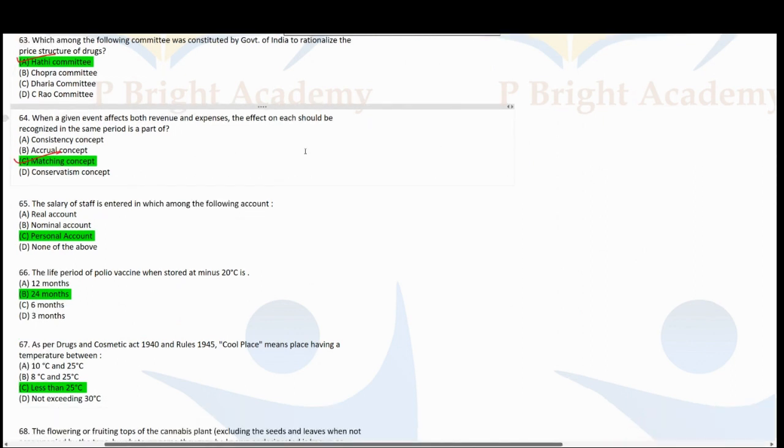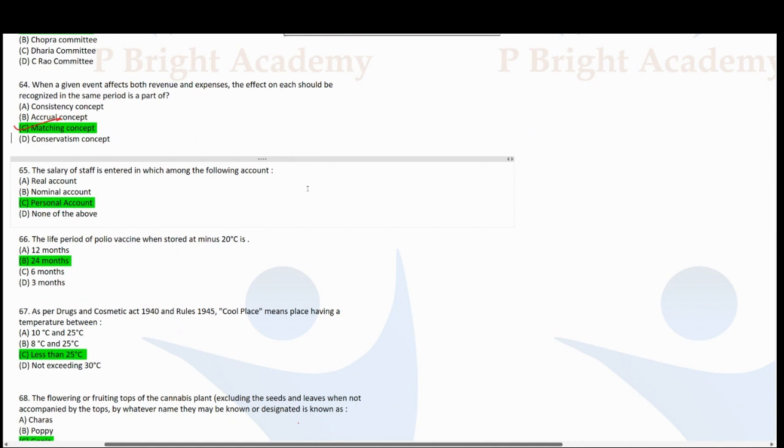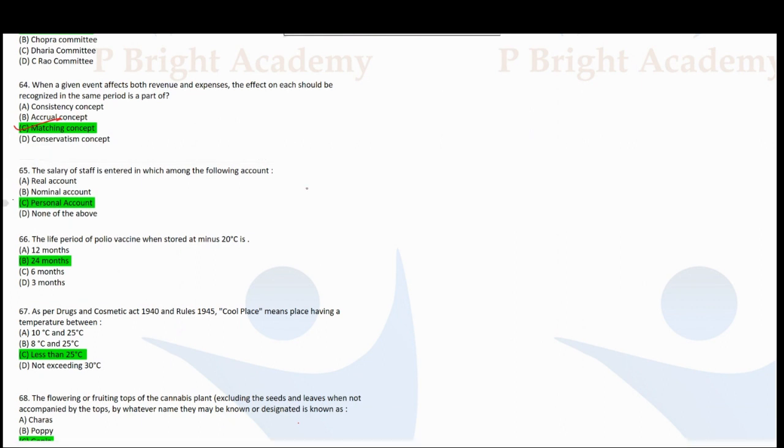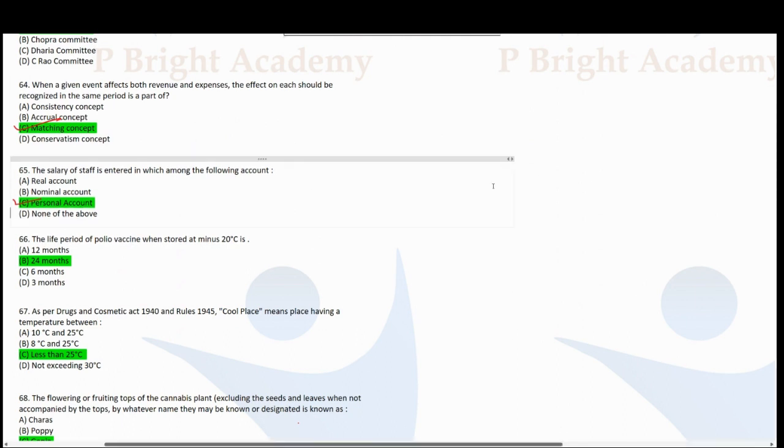Option C. The salary of staff is entered in which among the following? Confusing question, but most probably personal account is the chance, not sure. The final PSC answer key, when it comes, we can confirm it once and tell.